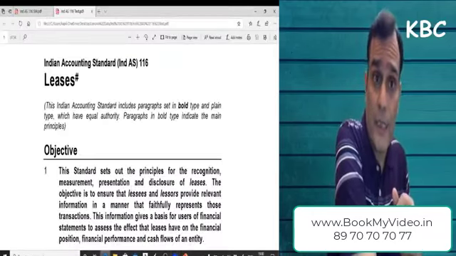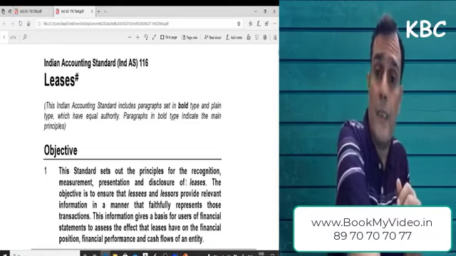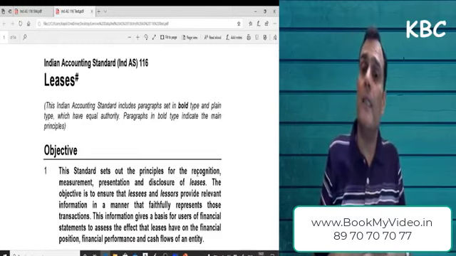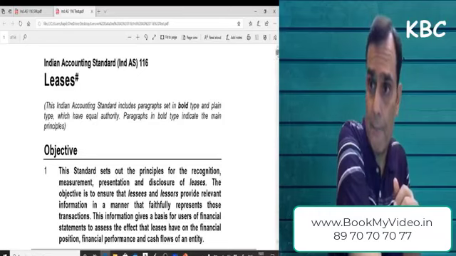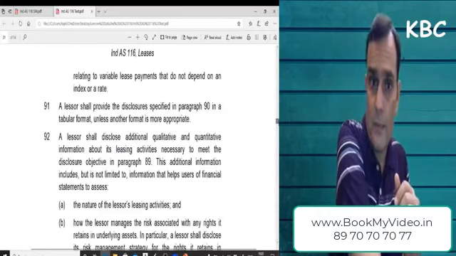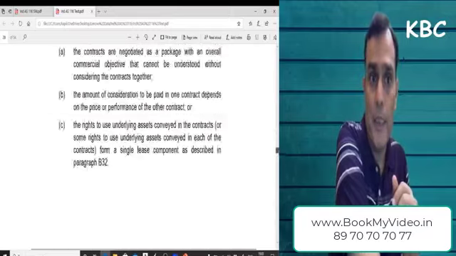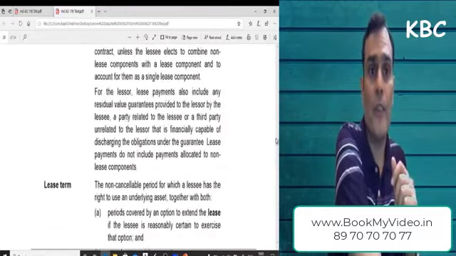Okay, so what I'm going to do, I'm going to come back to the text of the standard. And I am first going to read the definition of lease, and the definition of the lease is given in the Appendix A. So I think I need to first take you to the Appendix A. So I'm taking a little jump and directly taking you to the Appendix A, where we are given the definitions. And let's have a look at the definition of a lease.